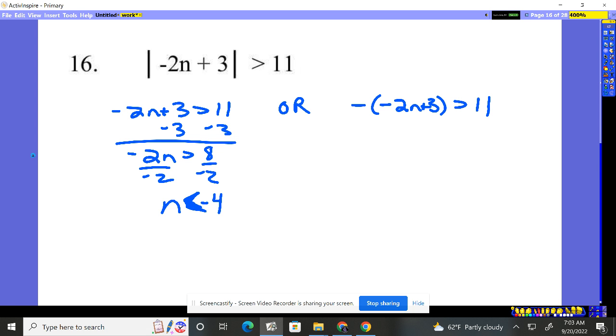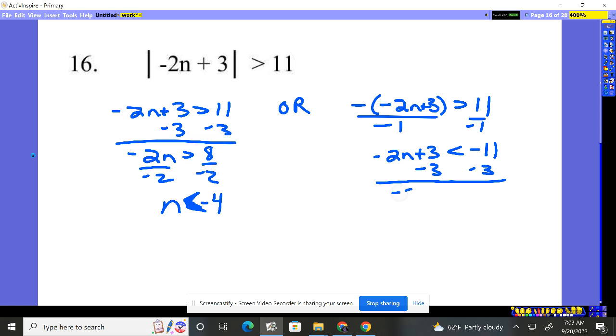Over here, you could distribute it through this time, but we'll just do as we always do. Divide by -1. I get -2n plus 3, the sign will flip, -11. Take away 3, take away 3. Less than -14. Divide by -2, and now the sign will flip back. This is an or, so you can just leave it like that. N is less than -4 or greater than 7.